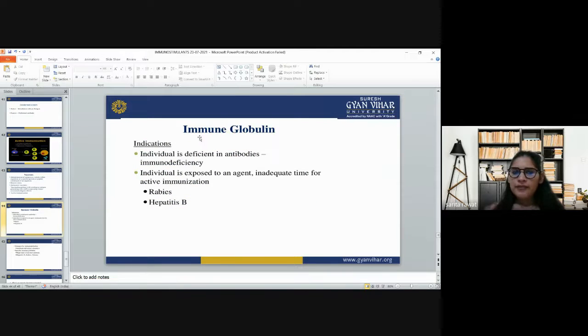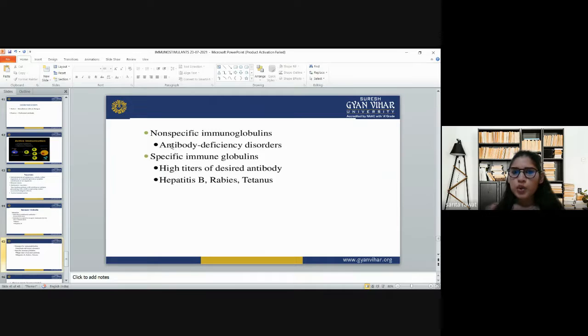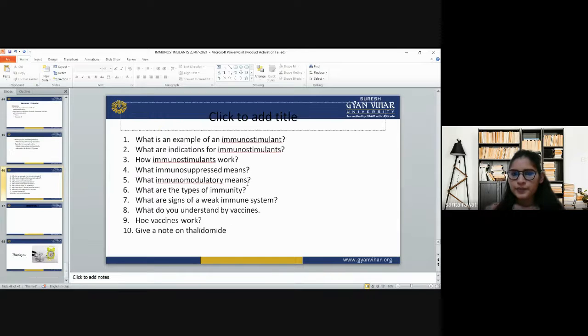Now the next we have immune globulin. Immune globulin ingredients include antibodies for individuals who are deficient in antibodies or have immunodeficiency. The individual is exposed to an agent without adequate time for active immunization, for example in rabies and hepatitis B. Now, non-specific immunoglobulins are used for antibody deficiency disorders, and specific immunoglobulins have high titers of the desired antibody, for hepatitis B, rabies and tetanus.